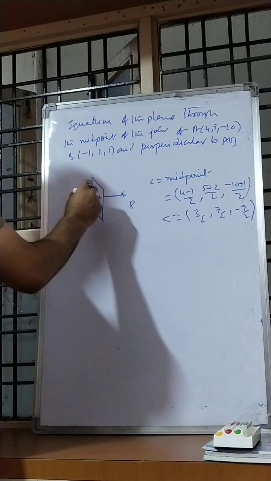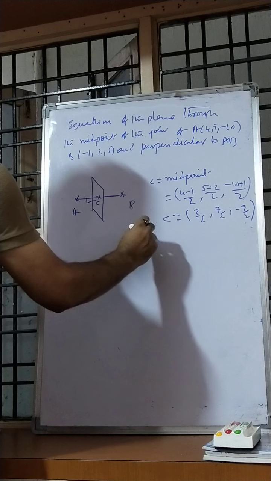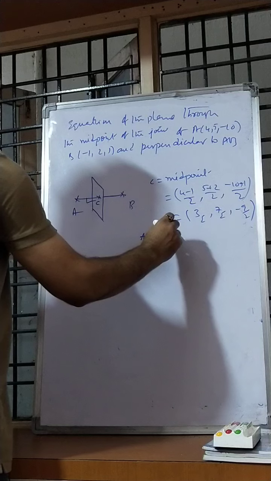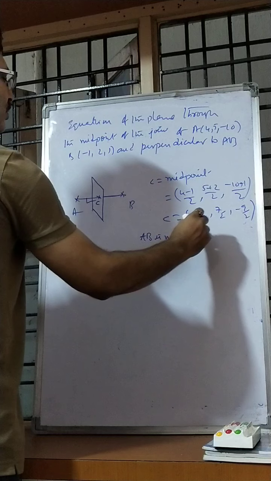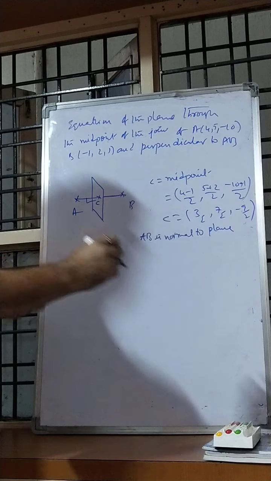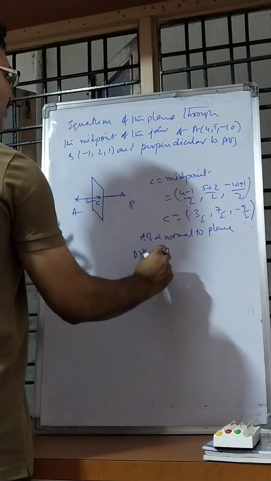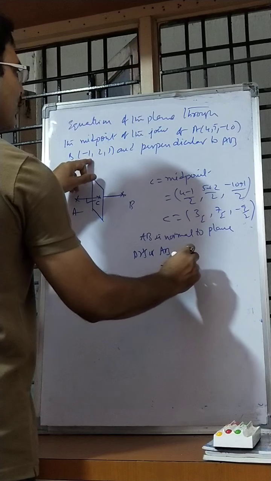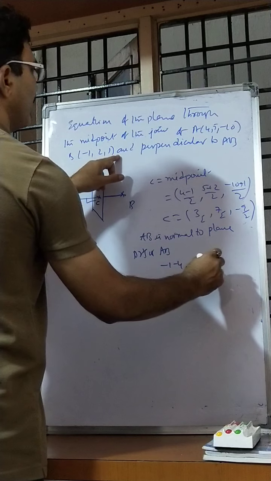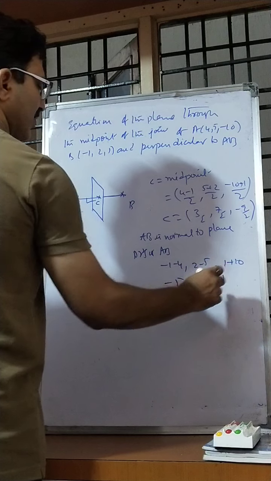But this is also, we can say now, this is normal, no? So AB is normal to the plane. So we can find the DRs of AB. DRs of AB you know very well: minus 1 minus 4, 2 minus 5, 1 plus 10. What is that? Minus 5, minus 3, 11.